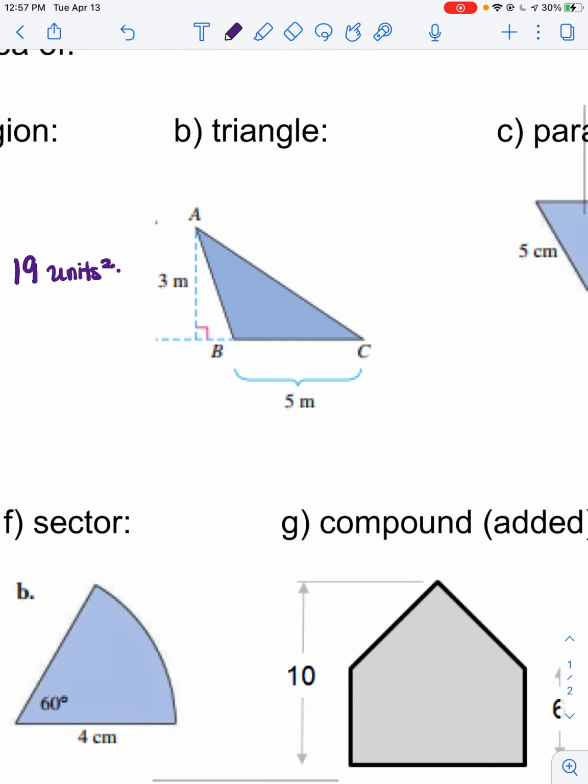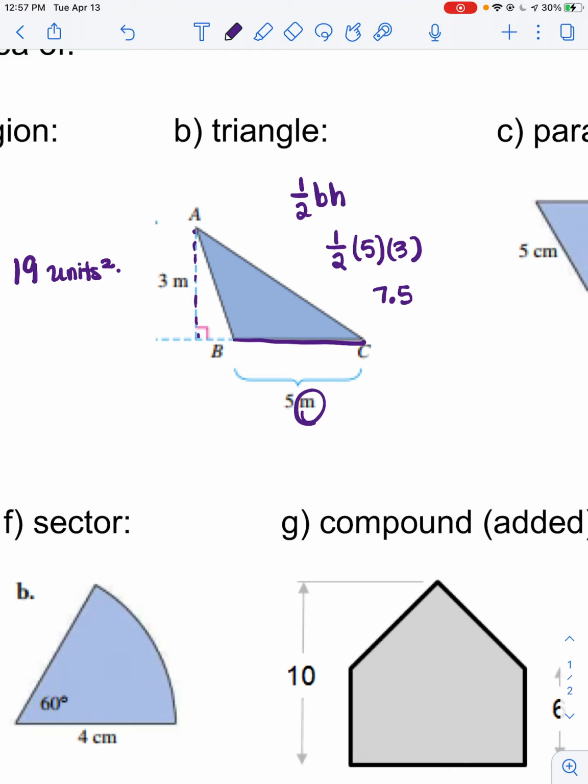How about a triangle? Well, with a triangle, the formula for the area is 1/2 base times height. In here, my base is this segment right there. So that makes my base 5, and my height is this dashed line here marked as 3. So the area of this triangle is 1/2 times 5 times 3. Half of 15 is 7.5, and now I've got a unit. I don't just have to do unit squared: 7.5 meters squared.